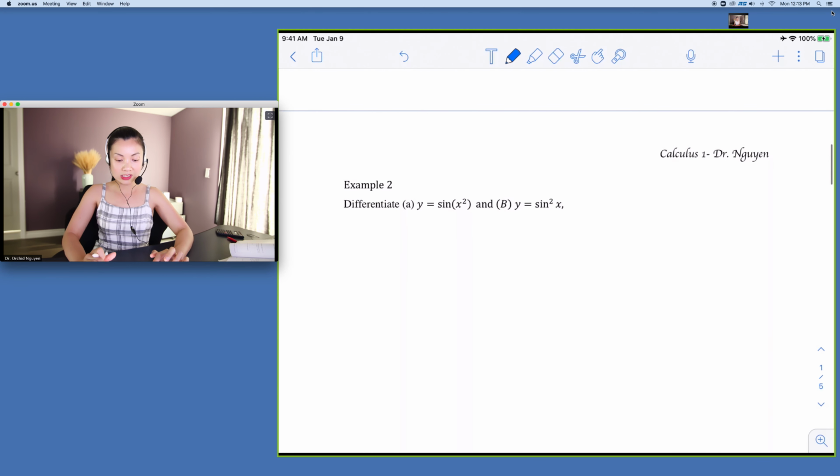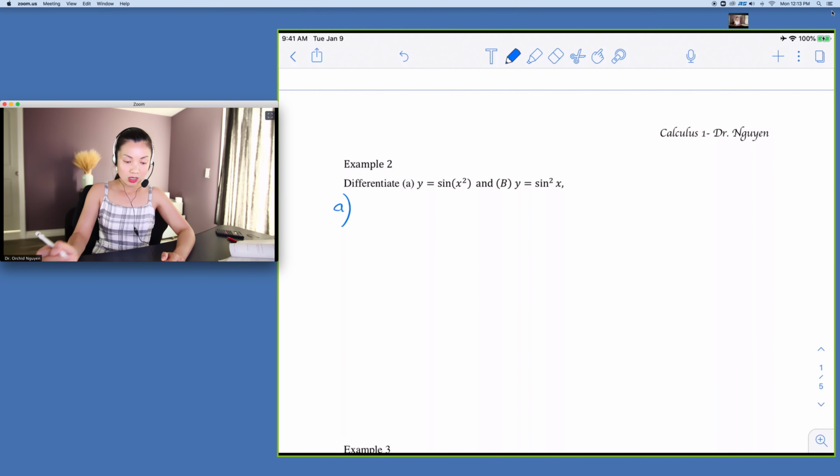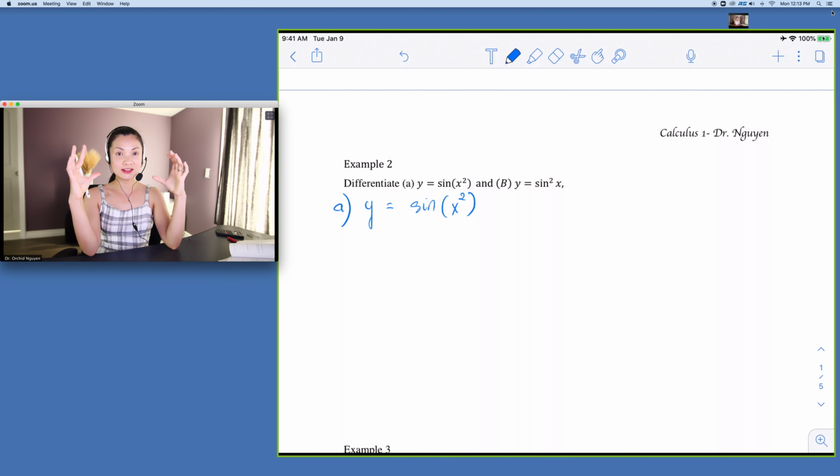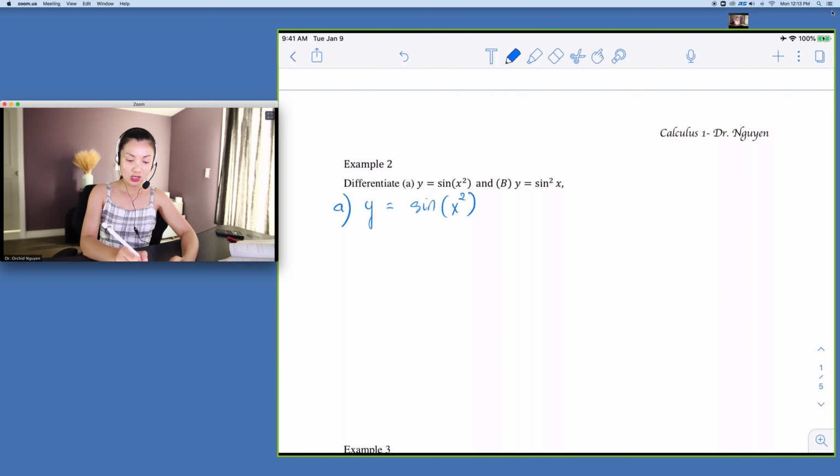Okay, so moving on to the next function. Hopefully you see the difference here. In a, we have to take the derivative of sine of x squared, and in b, we have to take the derivative of sine squared of x. So what is the inner and what is the outer? For part A, the outer function is going to be the trig function, the sine function. So the derivative of sine is cosine of x squared, and then you multiply by the derivative of the inner function, which is 2x. And there you have it.